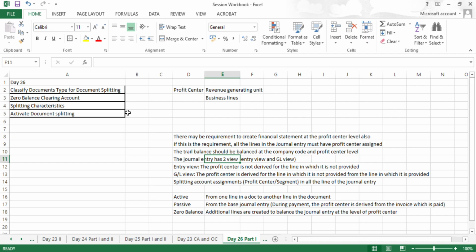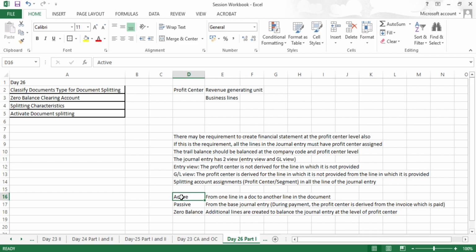The topic that we'll cover today is document splitting. Before we start with the concept of document splitting, let us first try to understand the meaning of profit center. Profit center means the revenue generating unit or a business line. It holds both the cost and revenue, whereas the cost center holds only the cost. That's the major difference between the cost center and profit center.